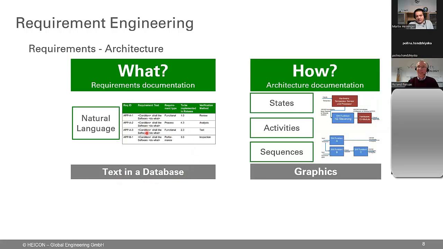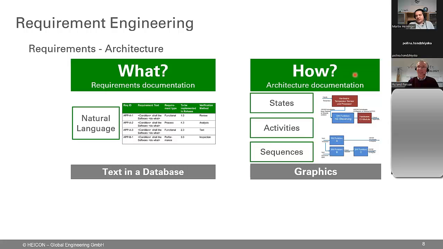Here you have the text of the requirement, then you have different attributes for these requirements. You can handle this very fine in databases, and you can write in text quite well the what of your system. What is your system doing? What problem is actually solved with this new product? This is wonderfully documented in text form.